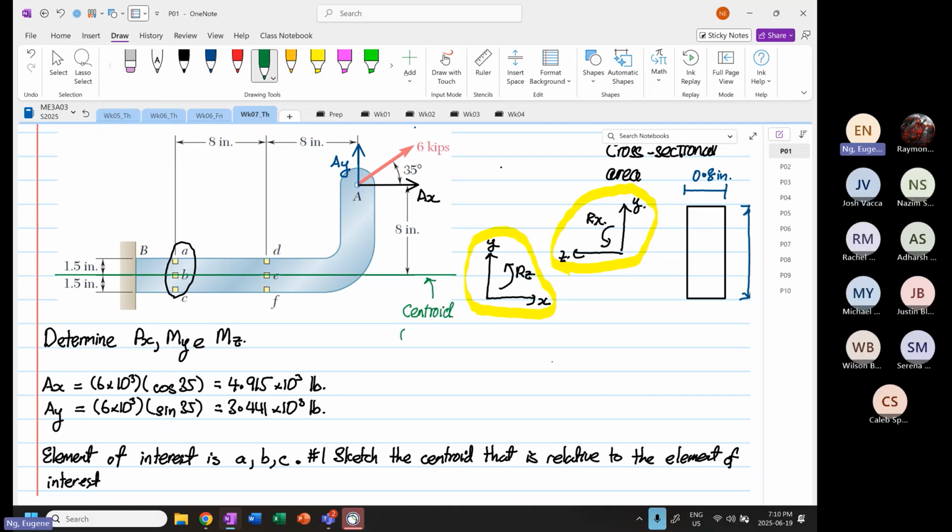Centroid that is relative to the element. So there are two ways of doing this. The thing that I want to teach you is we are going to identify what is our px first.